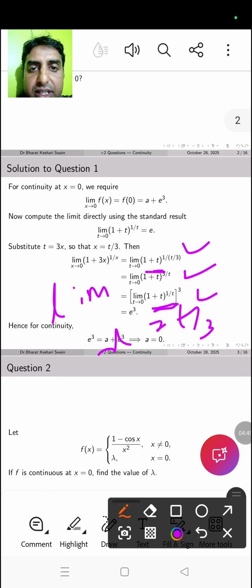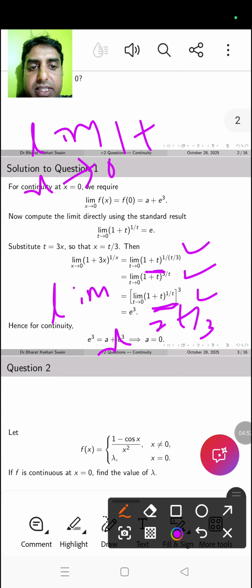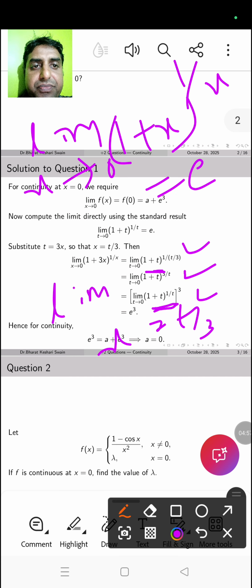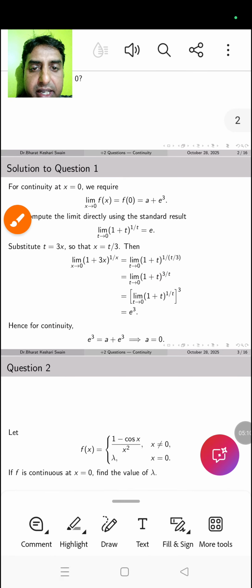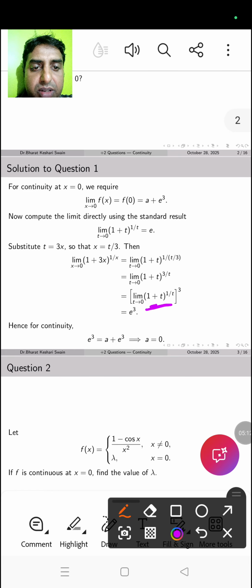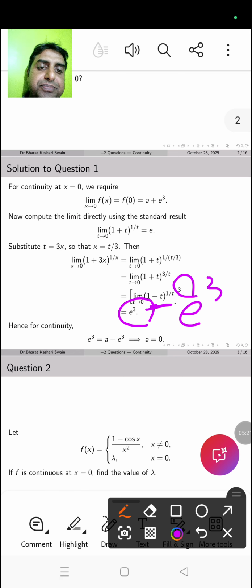Now we have a formula that the limit as x tends to 0 of (1 + x) to the power 1 by x is equal to e. Here only the variable is different, that is t, but the formula is the same. So the bracketed term is equal to e and the whole power is 3. So the result is e^3.